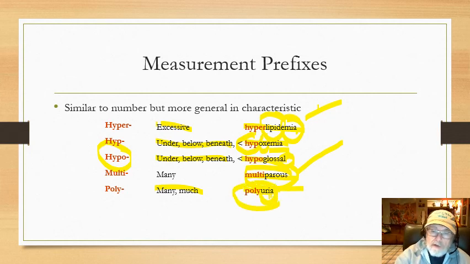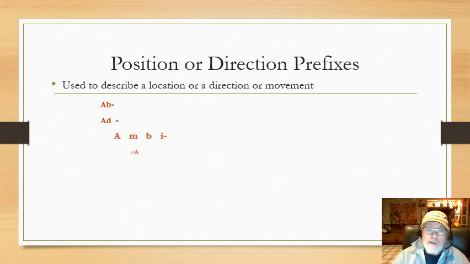So polyuria is a situation where somebody has to urinate a lot. People with diabetes have frequency of urination. They have to pass their urine a lot more, and that's just called polyuria. Okay, so polyuria is another measurement prefix. We also have direction or positional type things.